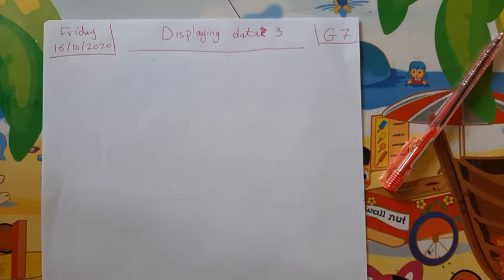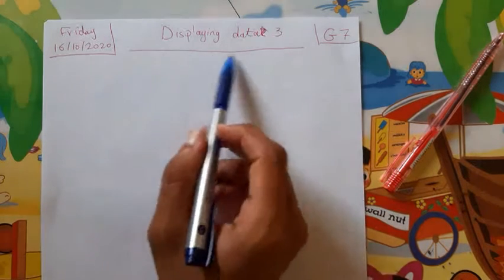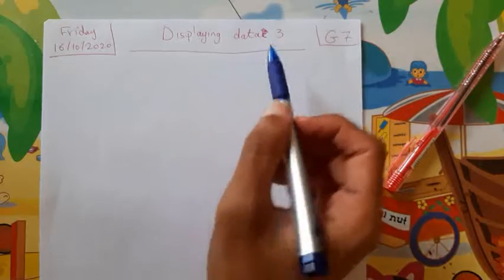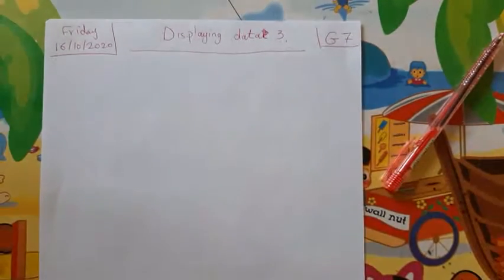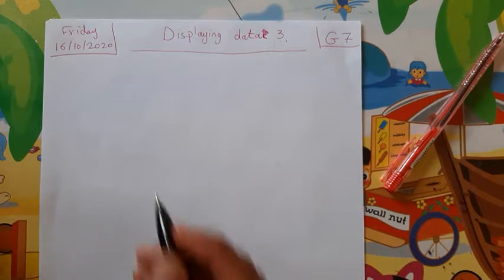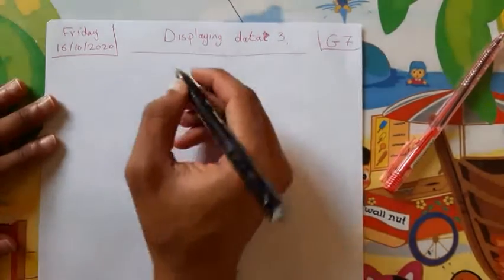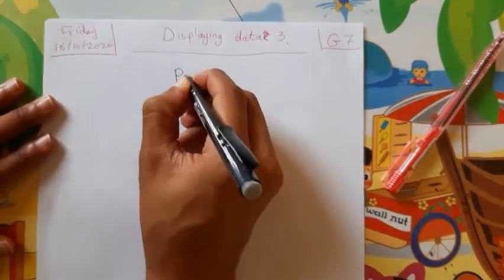Today we're going to continue talking about displaying data. This is going to be part number 3, and also the last part of displaying data. With this topic, we're going to finish the unit of collecting and organizing data. All right, today we're going to learn how to display data using the pie chart.